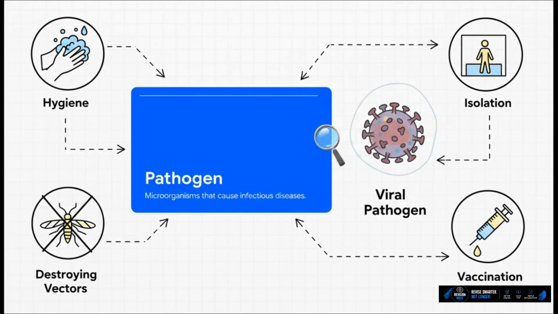Now take a look at the direct link here between viral pathogens and the specific methods we use to literally break the chain of infection. A pathogen, simply put, is just a microorganism that causes infectious diseases. Beside our little diagram of a virus, you'll see the main barriers we use to fight them. Stuff like basic hygiene, isolation, destroying vectors, and of course, vaccination. These are the real-world direct ways we actually reduce the spread of diseases.